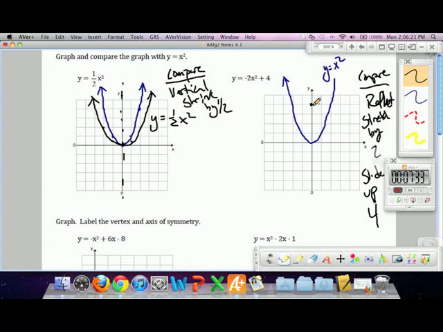So the old one went what? Over 1, up 1. So my next one is going to go over 1, down 2. It's stretched by 2, but reflected. So over 1, down 2. My original one went over 2, up 4. So I'll go over 2 and down 8. It's a parabola, so it's got a nice axis of symmetry.